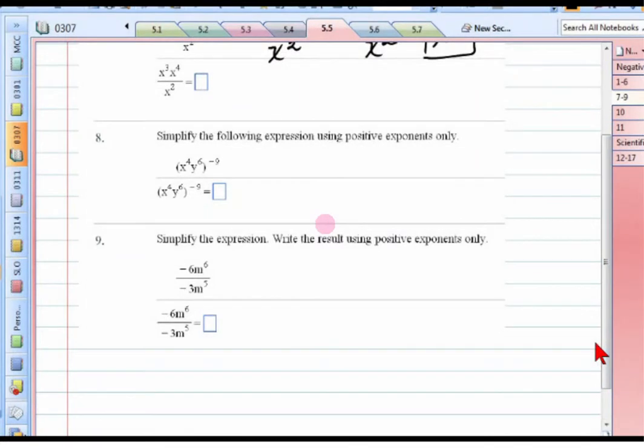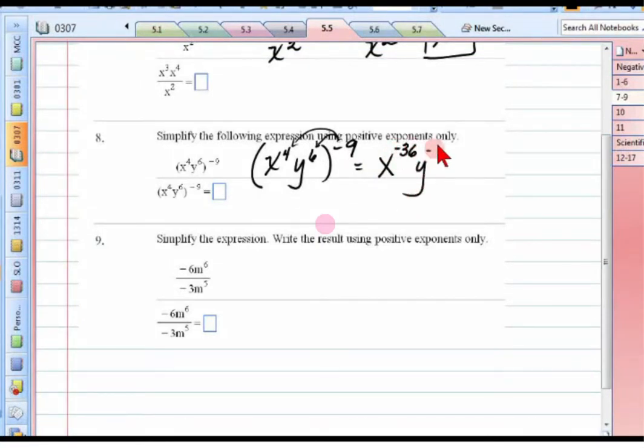Same instructions. I'm supposed to simplify and write with positive exponents. I have x to the fourth, y to the sixth, in parentheses to the negative 9th power. If I use the rules in my order, do I need to use the power rule? Yes. This exponent on the outside needs to affect both of those factors. And what does the power rule say to do with the exponents? Multiply them. So I'm going to get x to the negative 36th, y to the negative 54th. That was the power rule.